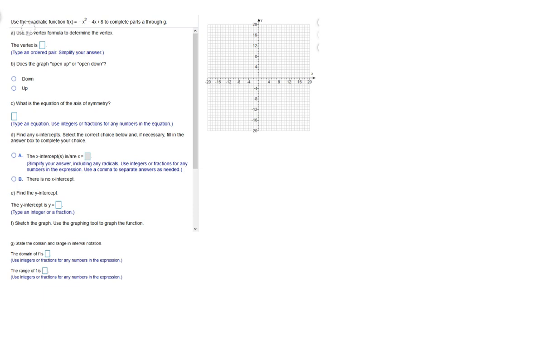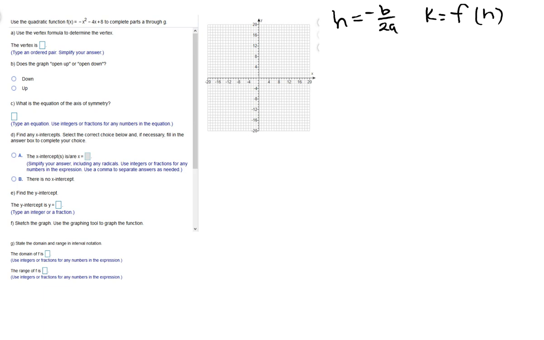This example says, use the quadratic function f of x equals negative x squared minus 4x plus 8 to complete parts A through G. Part A. Use the vertex formula to determine the vertex. The vertex formula is h equals -b over 2a, and k is f of h. That's how we're going to find the vertex, h, k.